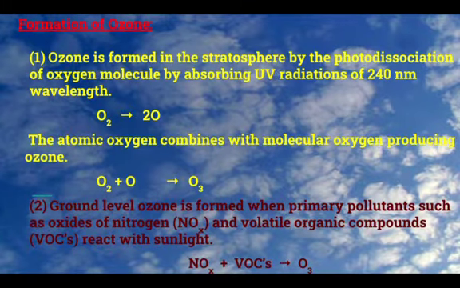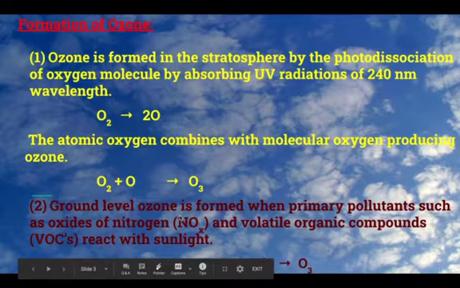Now let us see how ozone is formed in the stratosphere. It is formed by the photodissociation of the oxygen molecule. Photodissociation means dissociation in the presence of light. So, the oxygen molecule absorbs UV radiations of about 240 nanometer wavelength and dissociates into 2 oxygen atoms. The atomic oxygen combines with molecular oxygen producing ozone. So, this is how ozone is formed in the stratosphere.